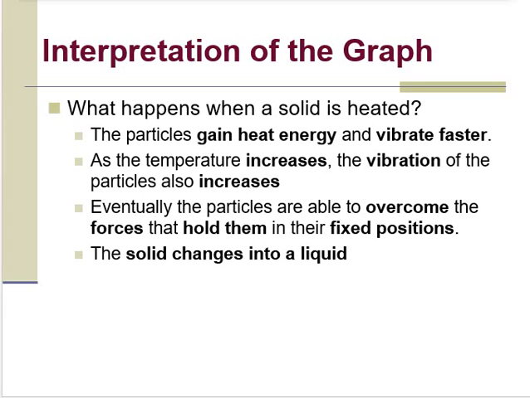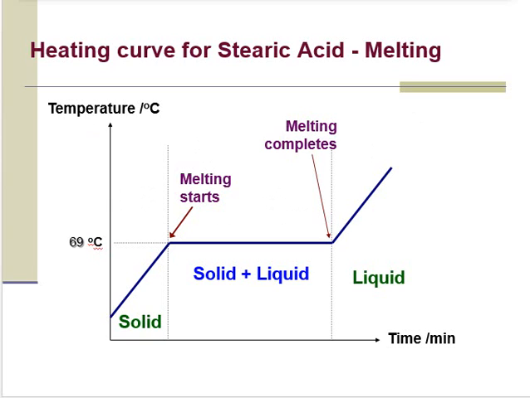So what happens when a solid is heated? The particles will gain heat energy and they will start to vibrate faster. As you have learned previously, the particles of a solid only vibrate and rotate about their fixed position. As the temperature increases, the vibration of the particles will also increase, so they vibrate faster and faster. Eventually, the particles will be able to overcome the forces that hold them together in their fixed position. When this happens, the solid changes into a liquid.